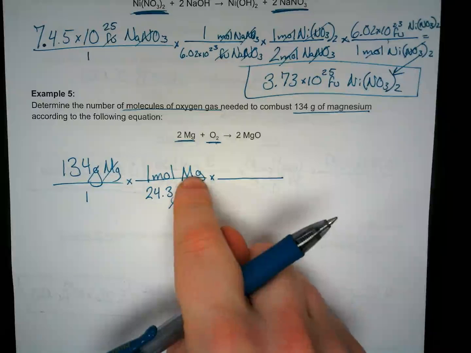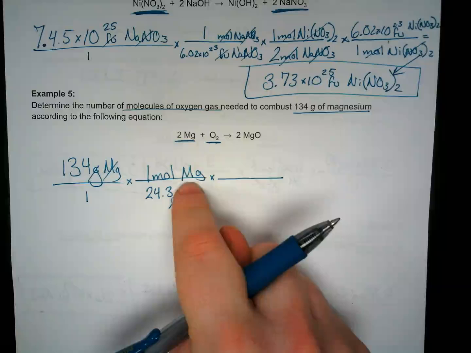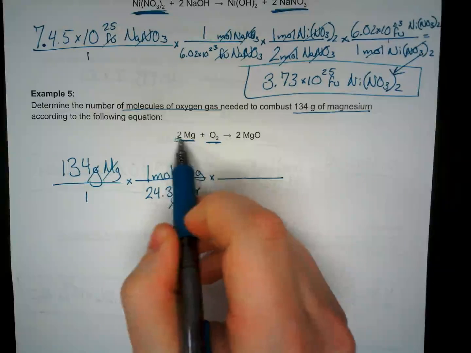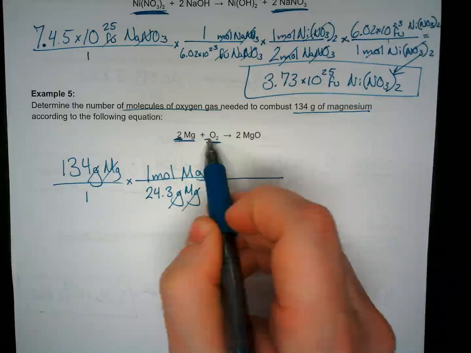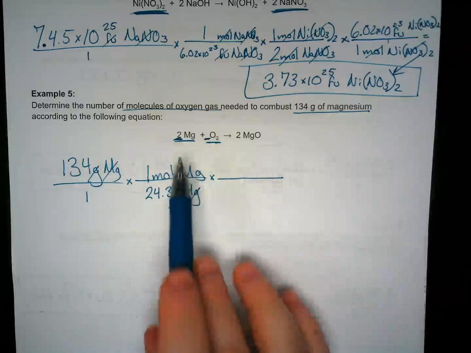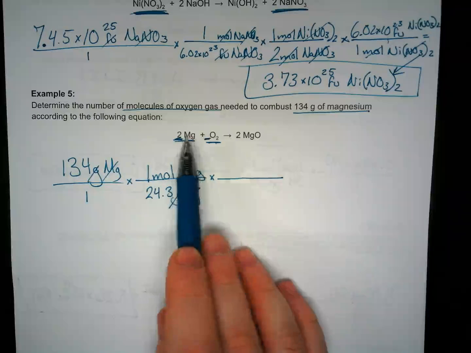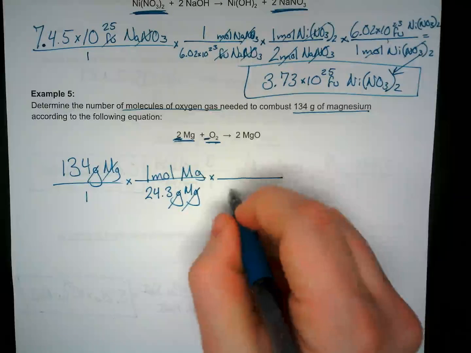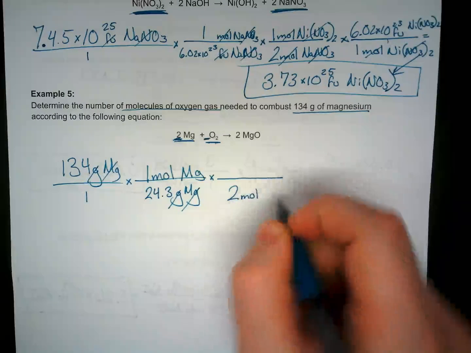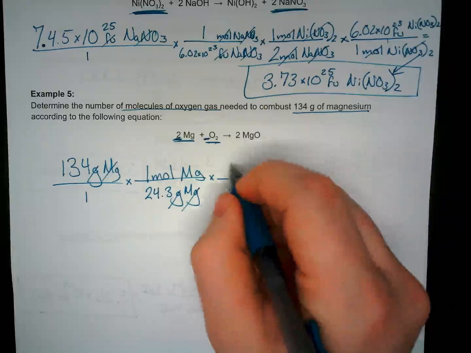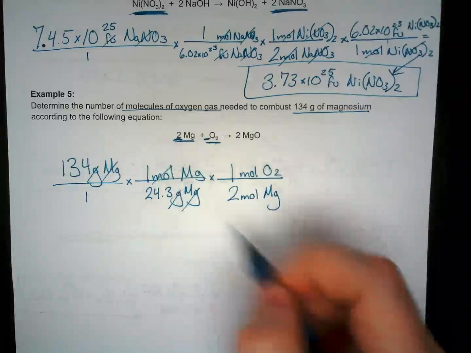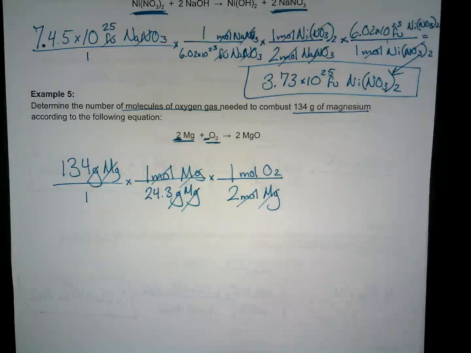Okay, so I've got moles of magnesium. Now I have to convert moles of magnesium into moles of oxygen gas. So in order to do that, I need to use my handy dandy molar ratio. And there's two moles of magnesium to every 1 mole of oxygen. So I'm going to put 2 in the bottom here because I've got to get rid of moles of magnesium. And I'm converting it into moles of O2. So that cancels out, this cancels, and I'd be left with moles of O2.